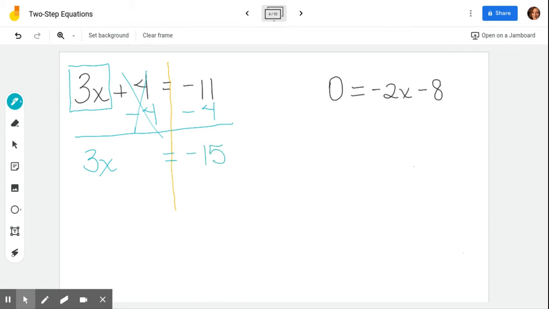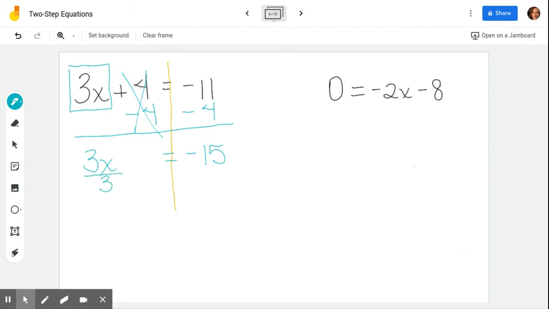Now go back to your variable because you're not quite done. I know what 3x equals. I want to know what 1x, or just x, is. When the number's right beside the variable, it means multiply. The inverse or opposite of multiplying is dividing. So I'm going to divide that by 3.